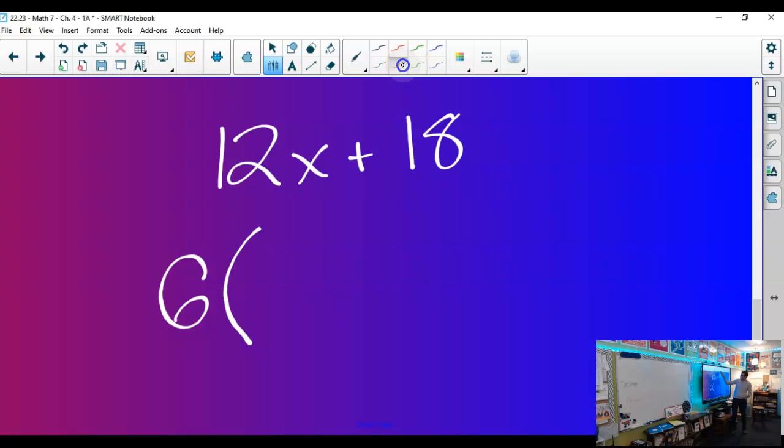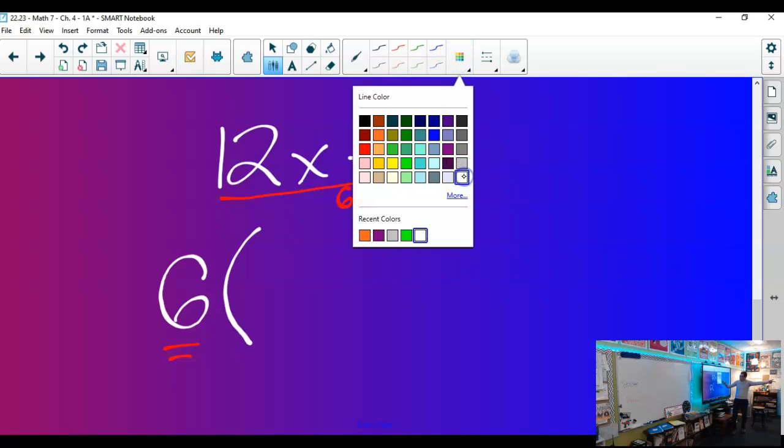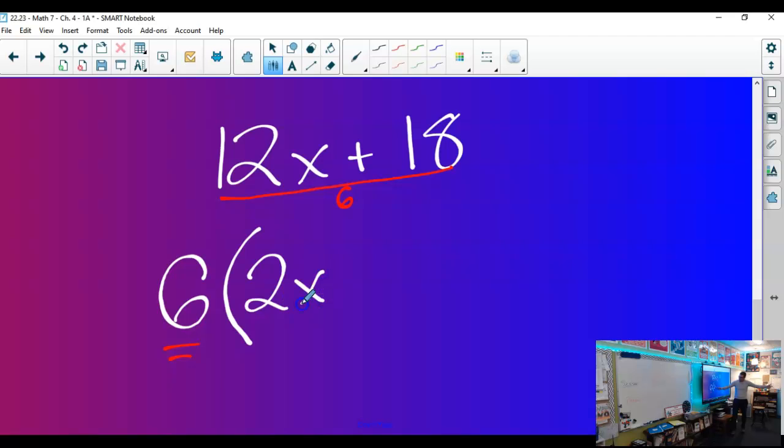on your paper you could show, okay, we're going to divide everything by 6. That's how this 6 comes out here. What's 12 divided by 6? 2, and we've got to bring the x along. What's 18 divided by 6? 3.